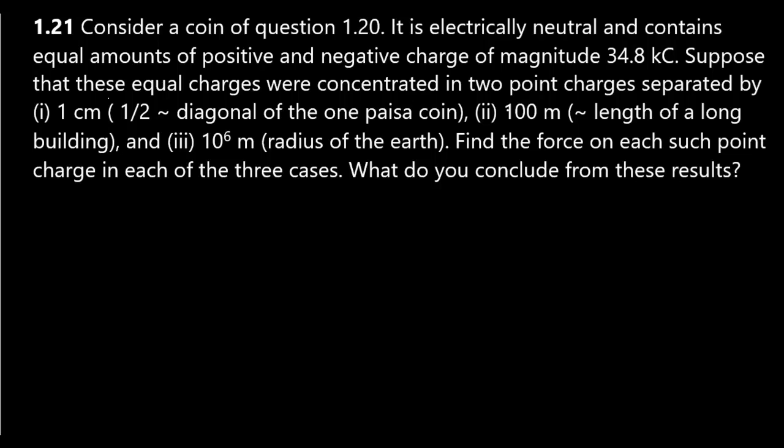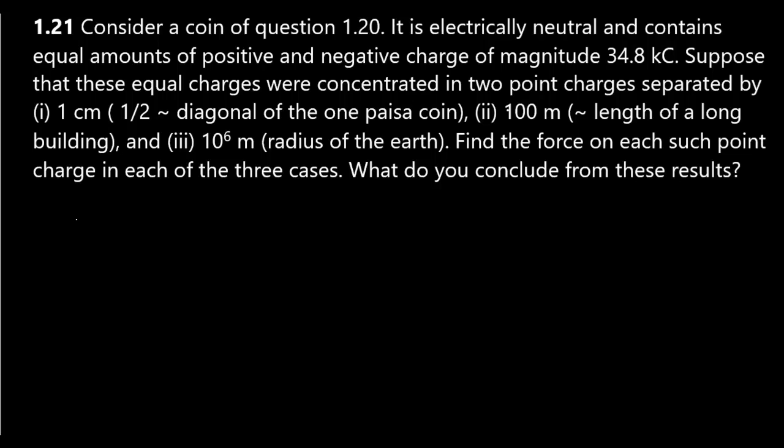Now suppose that these equal charges were concentrated in 2 point charges separated by, in the first case, a distance of 1 centimeter, that is almost half the diagonal of a 1 paisa coin. In another case these charges are to be separated by 100 meter, and in the third case these two charges are to be separated by a distance of 10⁶ meter, that is about the radius of the earth. And in each case we have to find the force on each such point charge, and what we can conclude from these results.